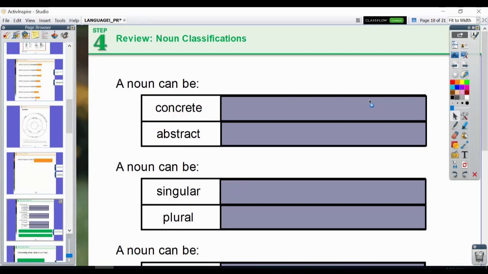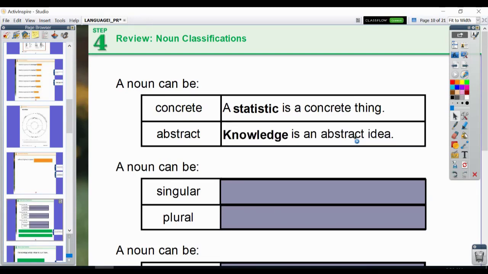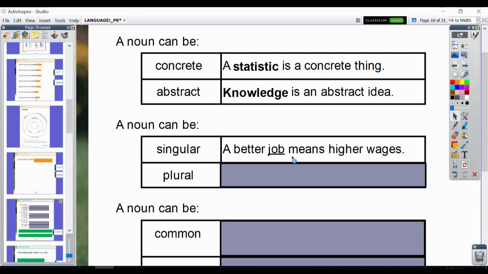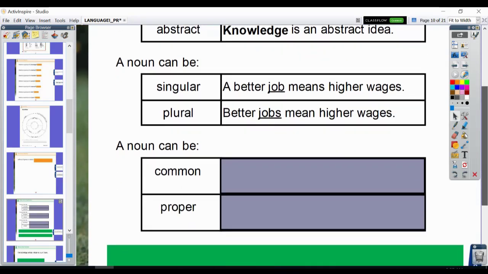For example, one concrete noun is statistic. A statistic is a concrete thing. A statistic is a number, something like 50% or 2 out of 3 people, something like that. Knowledge, on the other hand, is an abstract idea. A noun can also be singular or plural. Most nouns use the plural making morpheme with an S at the end. For example, a better job means higher wages. Job is singular. Better jobs mean higher wages. The jobs here is a noun that's plural.